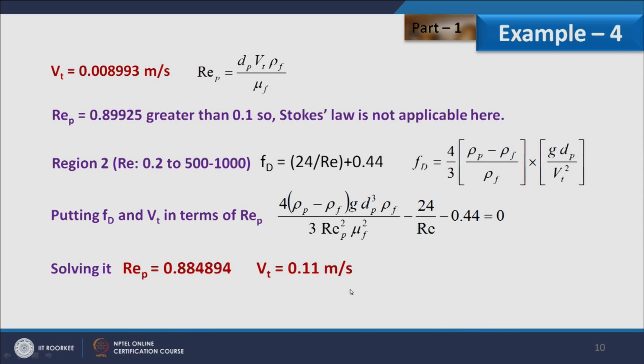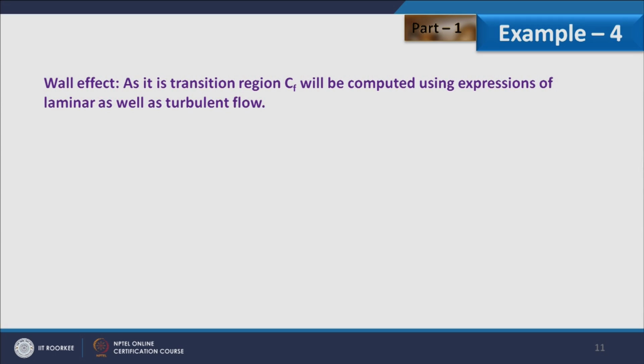meter per second. In this case, as the particle is falling in a container of 40 mm diameter, we can have the wall effect also. Now wall effect, if you remember the expression of CF, it is defined for turbulent as well as laminar region, but here it is falling in the transition region.